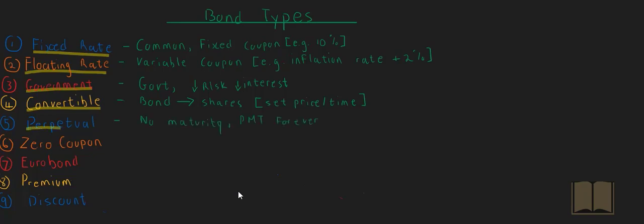The fifth type of bond is called a perpetual bond. This basically means that this bond has no fixed end date, it's got no maturity, and therefore the coupon payments will be paid out forever.